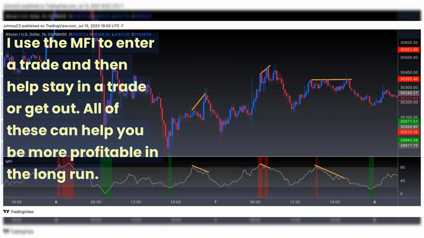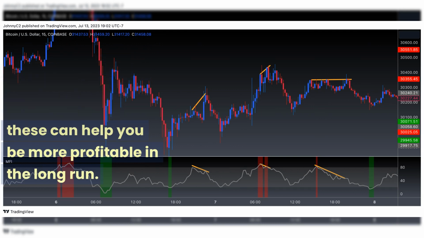I use the MFI to enter a trade and then help stay in the trade or get out of it. All of these can help you become more of a profitable trader in the long run.